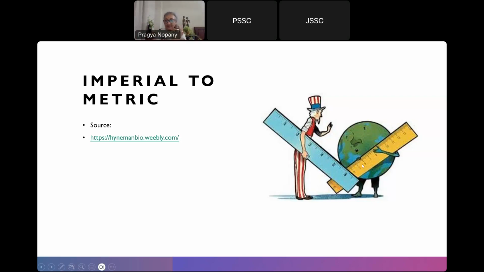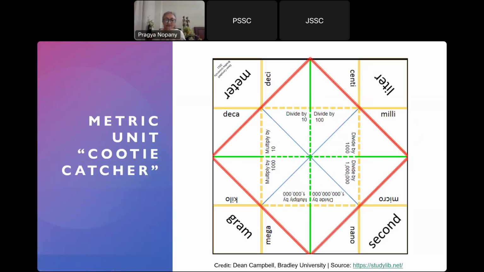The artist has tried to depict that from the British system we have come to the metric system, and the whole of the globe, all the countries in the world, have adopted this. Then you can make this cootie catcher, which is again showing conversions of metric units. Here you are showing a second into nano or microsecond. I hope you all know what this cootie catcher is.